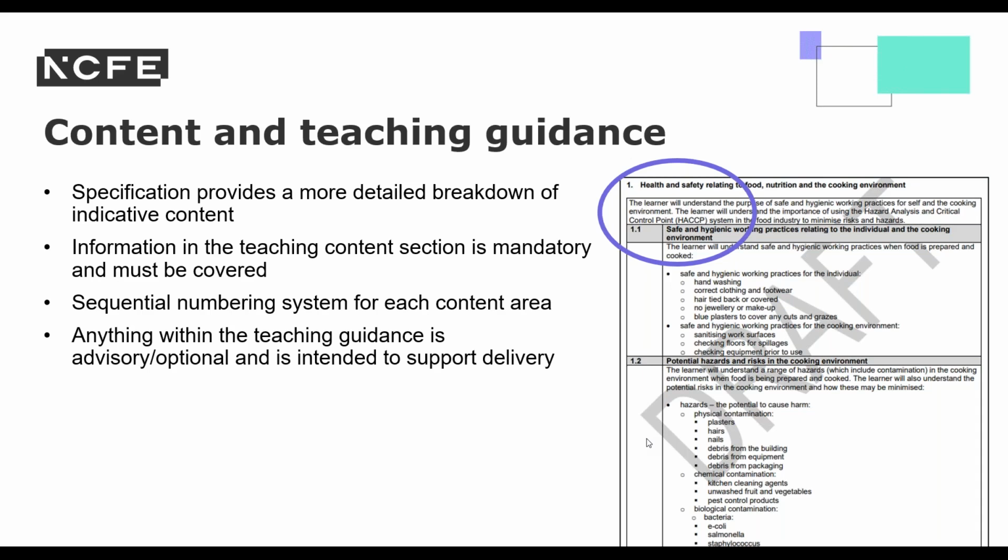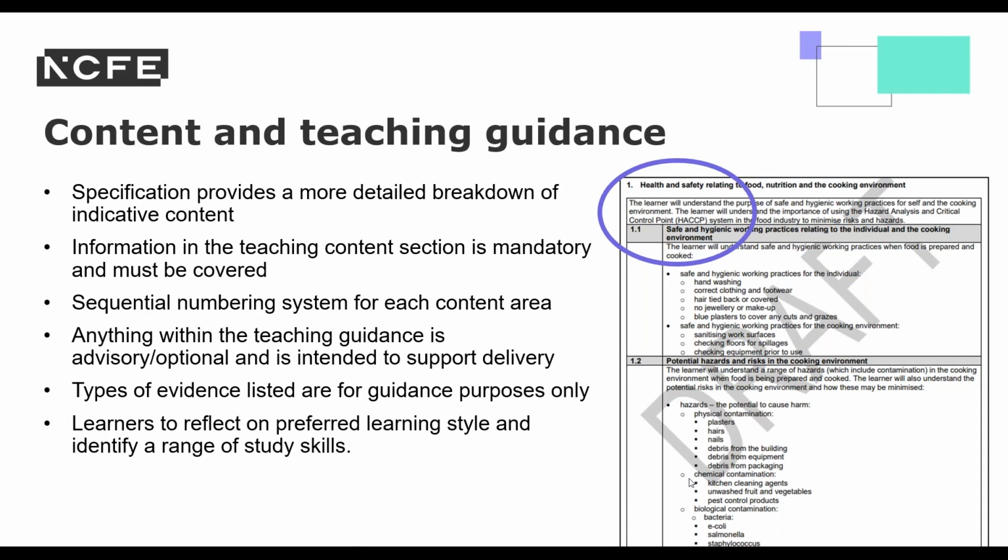And at the end of each section, it lists the resources that are available, such as the classroom teaching packs. We'll talk about these in more detail later in the webinar. And any other resources, such as useful websites. The types of evidence listed are for guidance purposes only. With learners' portfolios, other types of evidence are acceptable if all content areas are covered. And while studying the qualification, learners should also reflect on the importance of identifying and developing their preferred learning style. They should also be able to identify a range of study skills that they can use in order to study effectively.